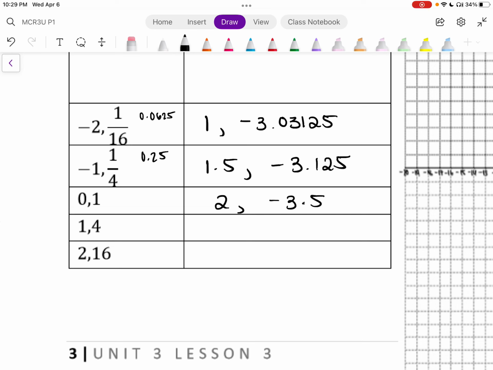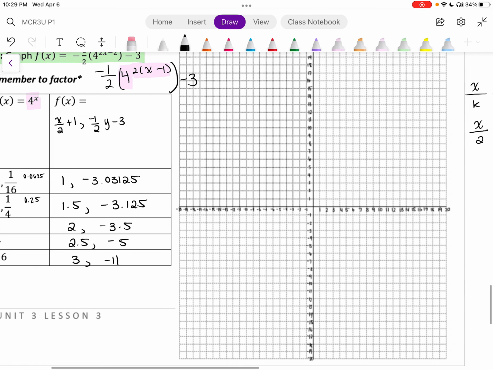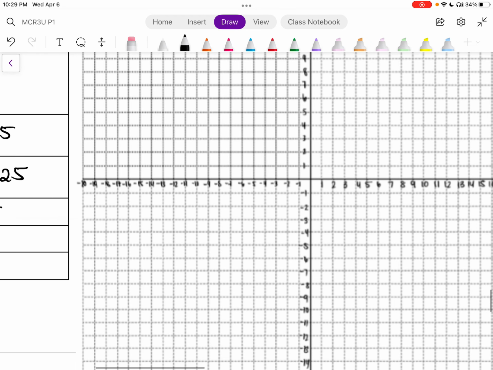So I did this for all my points. I'm just going to put them in because I think it's getting pretty repetitive. So this is all my points that I found. And then I'm going to go ahead. I always like to graph my parent function because I personally feel it helps me see the reflections visually a little bit better.